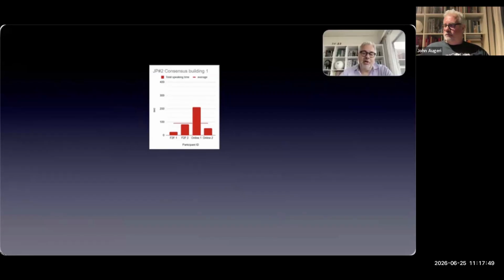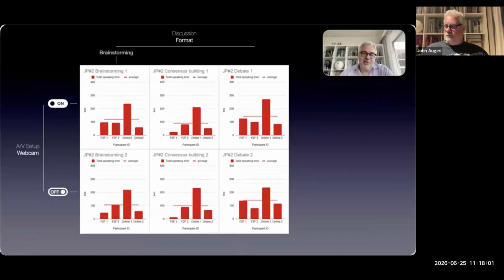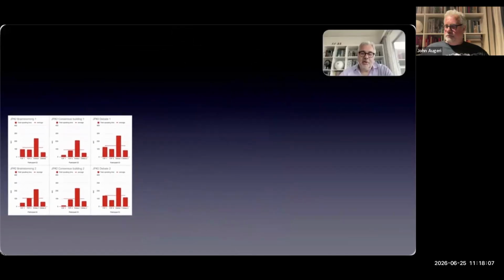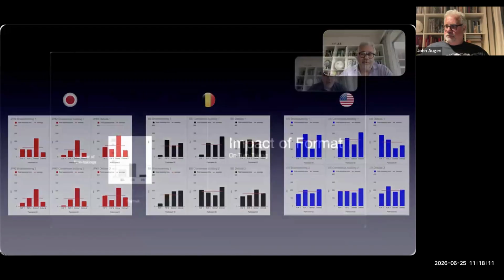So we had such kind of graphs for each of the 6 experimental conditions, and these 6 graphs with the AV setups here and the discussion format there, those 6 graphs for each of the 3 countries in which we have been running those experiments. So this was what we presented last year during the conference.